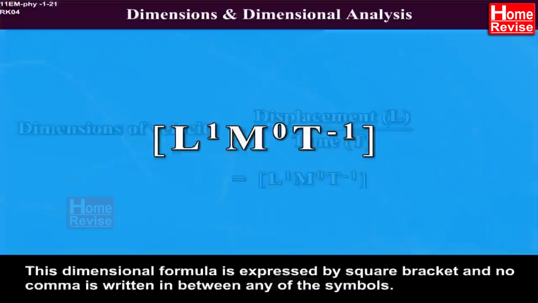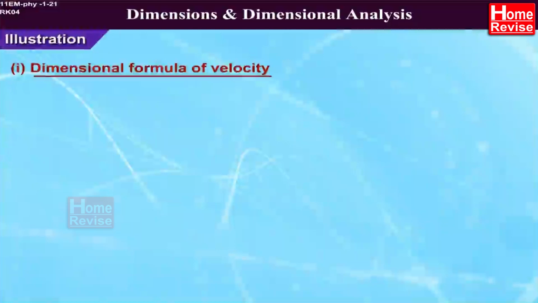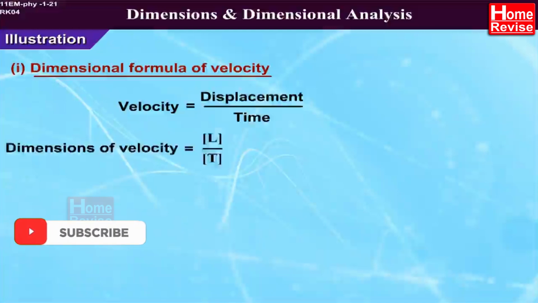Illustration. First, dimensional formula of velocity. Velocity is equal to displacement upon time. Dimensions of velocity is equal to dimensions of L upon dimensions of T, which is equal to L^1 M^0 T^-1.